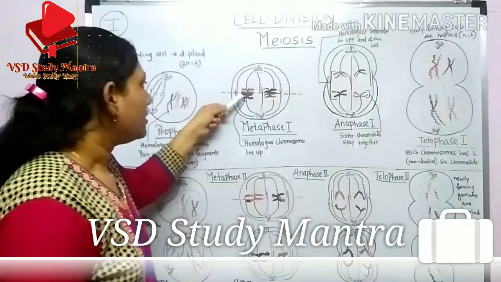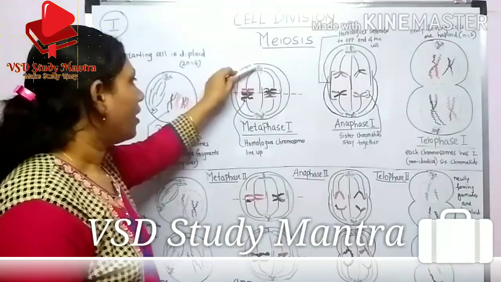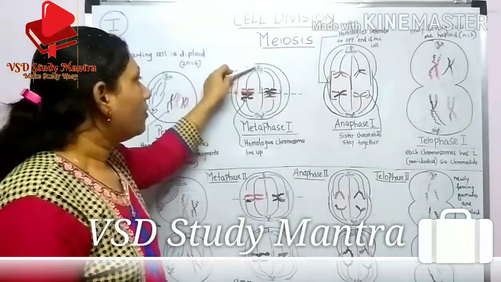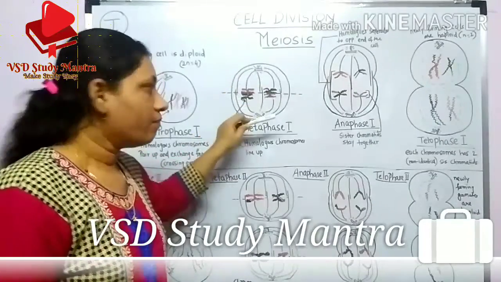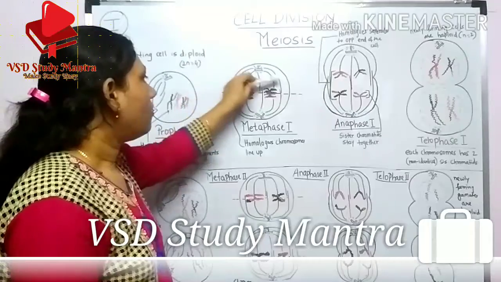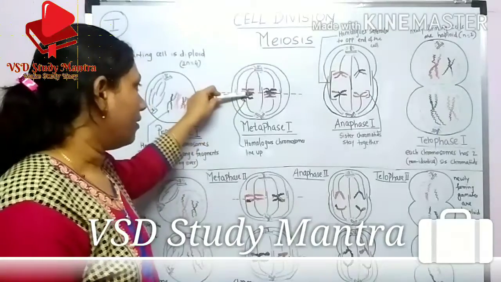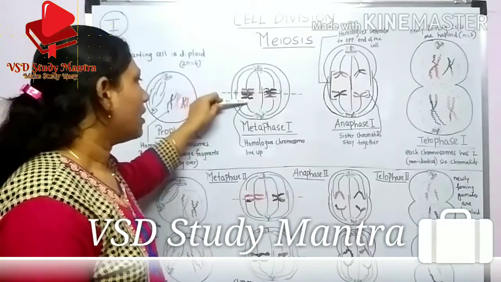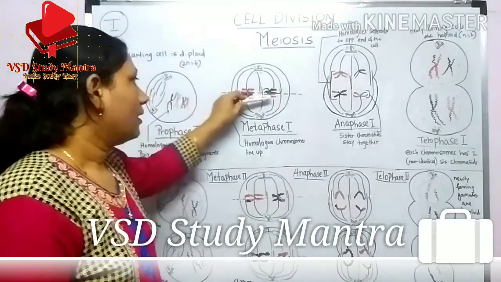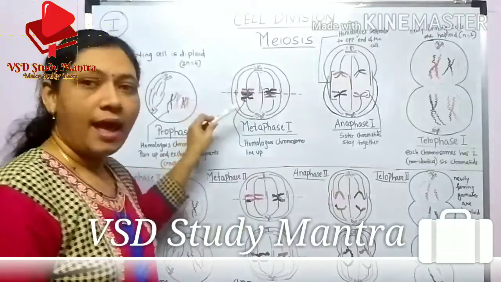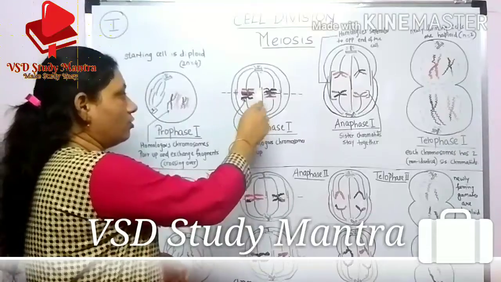In metaphase, the centrioles reach the ends or poles. The spindle fibers get attached to the chromosomes at the centromere. This is the centromere where they are attached; you can see it in this diagram. These are homologous chromosomes.